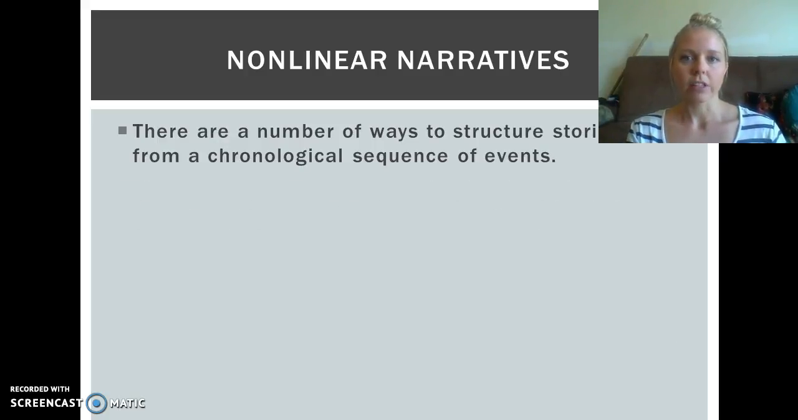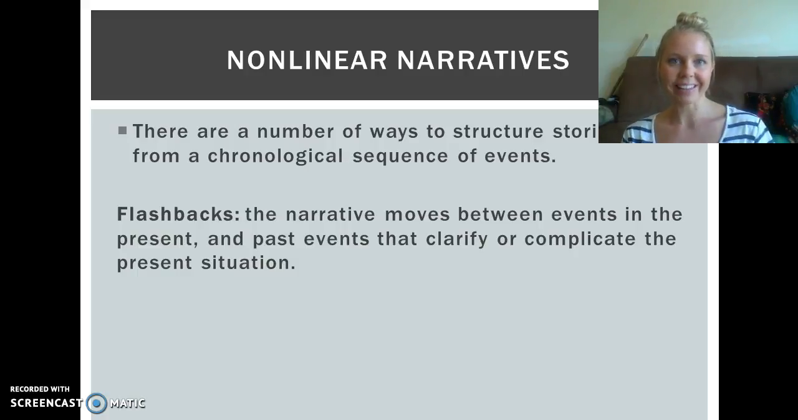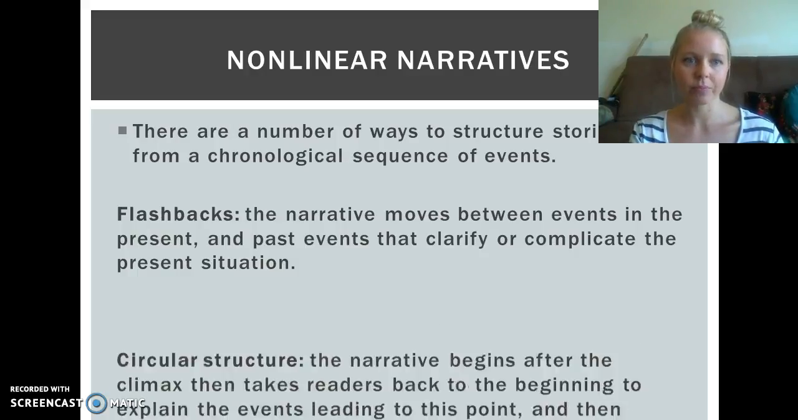So there's a number of ways to structure stories apart from a chronological sequence. The first one that you might think about using is flashbacks. This is where the narrative moves backwards and forwards between present and past events. And often the past events that are revealed throughout the story help to clarify or maybe complicate the present situation. So the more you find out in the flashbacks about the character or their past, the more complicated the present might become. I'm sure you've seen movies that are set out like that.